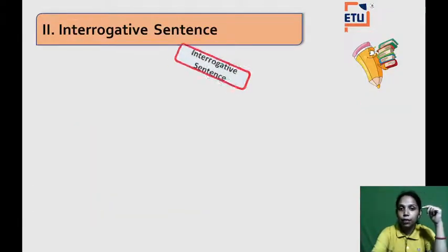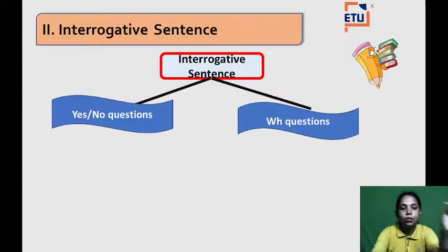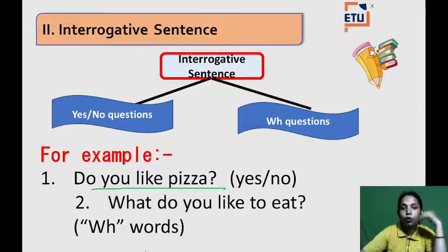Now see, this interrogative sentence is again divided into two parts. One is yes or no question, another is WH question. Now, what is yes or no question? Like, do you like pizza? If somebody asks you, do you like pizza? So what will be your answer? Yes, I like pizza. Or the one who doesn't like pizza? No, I don't like pizza.